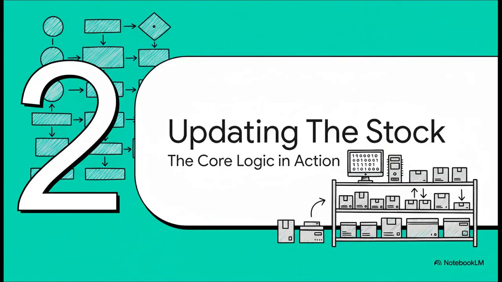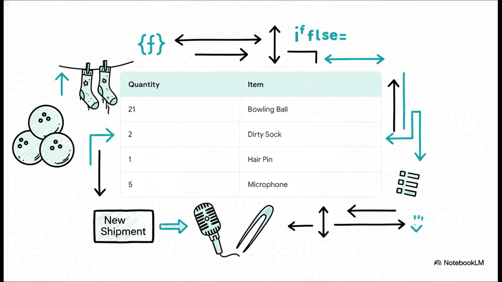This is the fun part, where we get into the real nitty-gritty of the logic. This is the decision-making process that a computer would follow to get this job done perfectly every single time. Okay, so let's set the scene. This is our starting point. This is our current inventory. We've got 21 bowling balls, 2 dirty socks. You get the idea. This is the master list that we're about to change as that new shipment comes in.